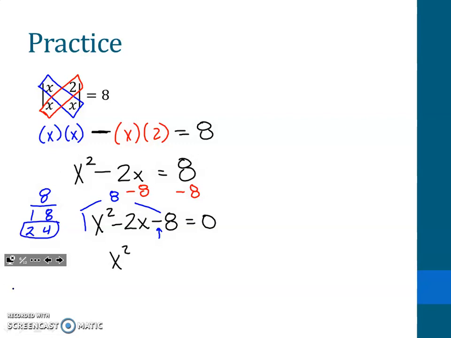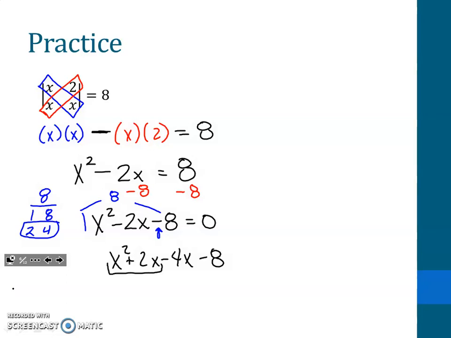I'm going to get an x squared. I've got a 2x, a 4x, minus 8. Okay, remember that minus sign there. That minus sign also tells us that we need one of these to be positive and one to be negative. I need it to equal a negative 2x, so in order for that to happen, I'd have to have a negative 4 and a positive 2.